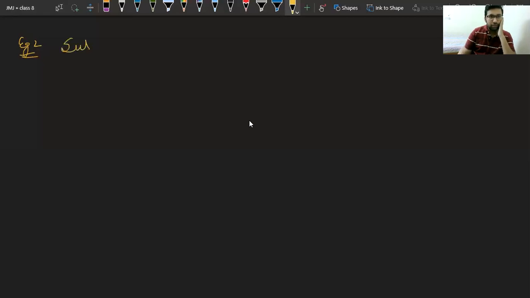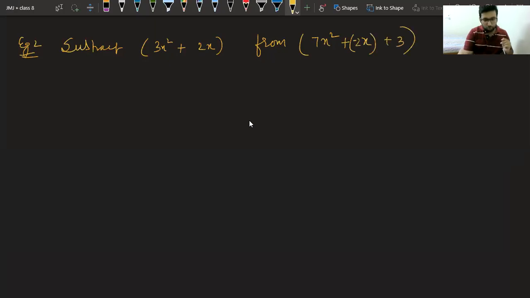Subtract 3x square plus 2x from 7x square plus, suppose I take, minus 2x plus 3. Now tell me, what is the answer? Yes, Harshul, good beta. Class, find this. Subtract 3x square plus 2x from 7x square minus 2x plus 3.